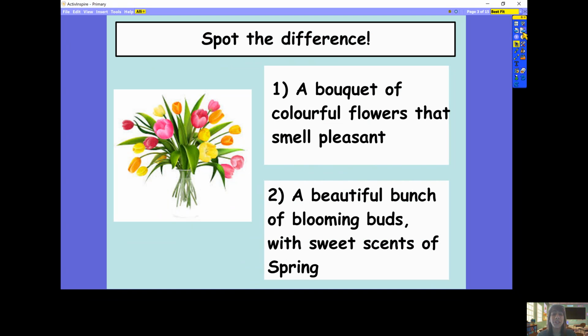So the first thing I want you to do is take a moment here to read these 2 sentences. They're both describing the picture, but I want you to see if you can spot any differences. So pause the video now, have a read, and press play when you are ready for me to reveal the answers.